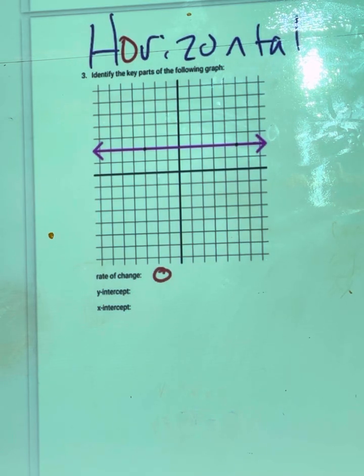Both are great. Y-intercept, do we have one? Yes, and it is 2. As an ordered pair, it would be open parentheses 0, 2. If it asks for the b, that's just a single number. X-intercept, does it have one? No. So it says does not exist.